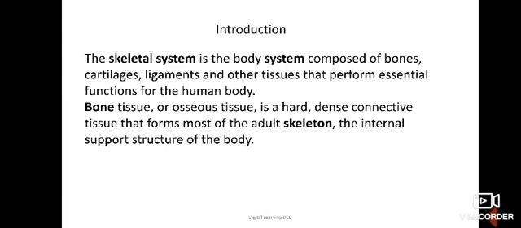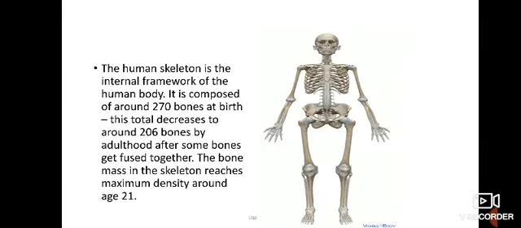The skeletal system is the body system composed of bones, cartilages, ligaments and other tissues that perform essential functions for the human body. Bone tissue or osseous tissue is a hard, dense connective tissue that forms most of the adult skeleton, the internal support structure of the body. As we all know, the human skeleton is the internal framework of the human body.